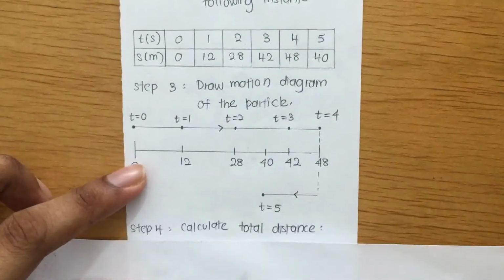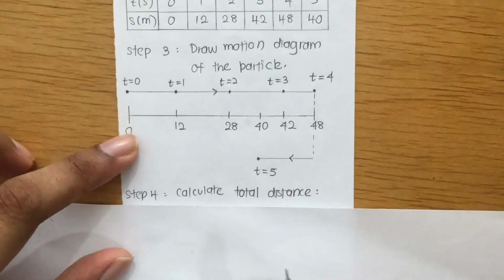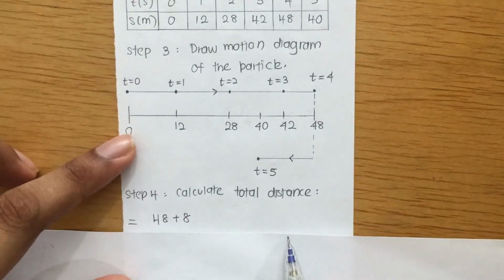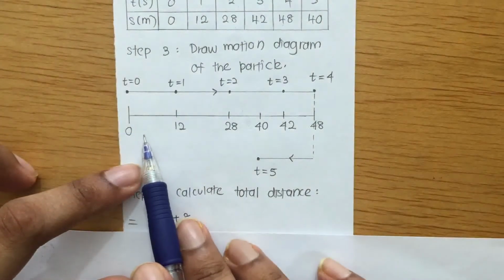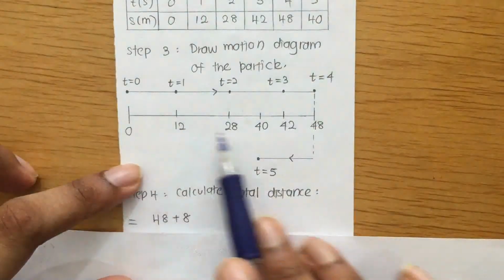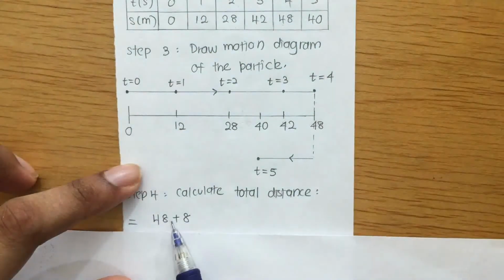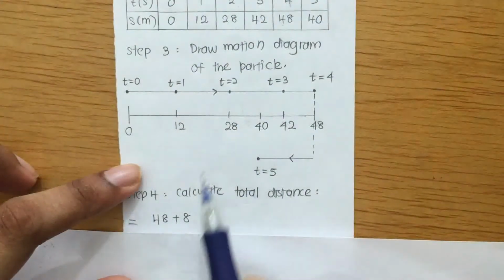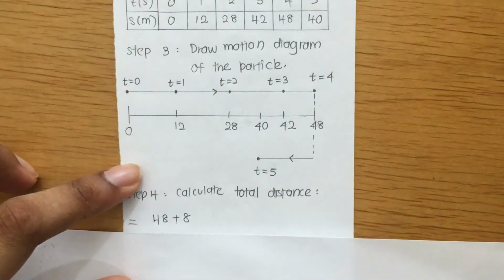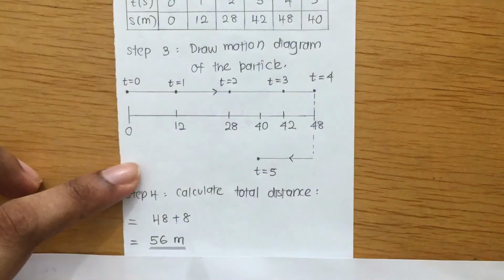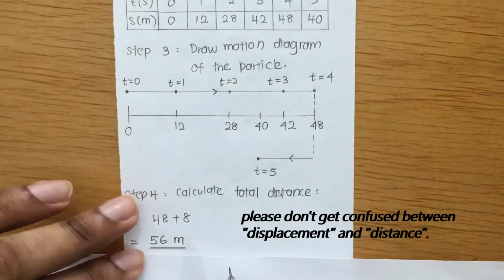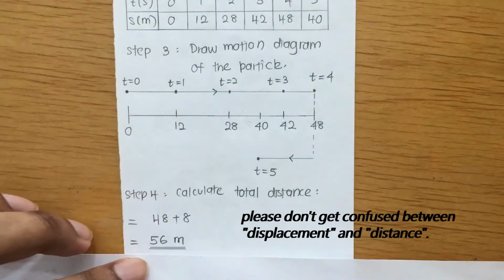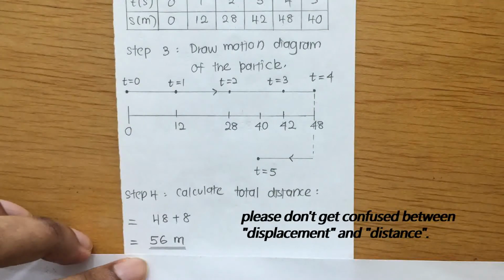Okay, so for step 4, what we need to do is calculate the total distance. In this case, how do we find the total distance? 48, and then you plus 8. How do you get 8 over here? 48 minus 40, since it reversed direction. So 48 plus 8. So from here you get your answer, which is 56. Okay, so this is your answer, guys, which is the total distance traveled by the particle in the first 5 seconds.